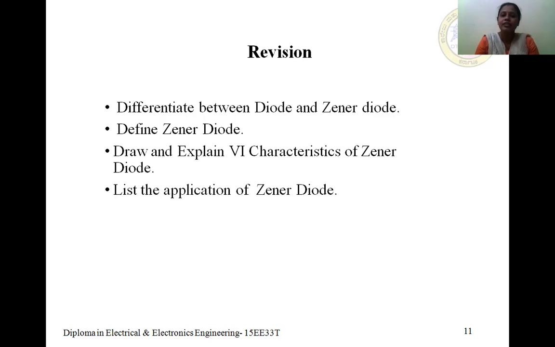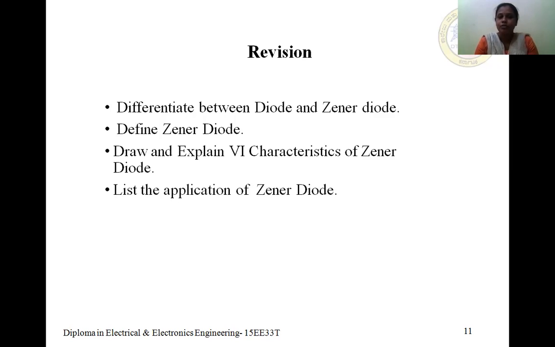Next, coming to the second question, that is, define Zener diode. As I explained, a Zener diode is a non-linear device which has one PN junction. It is a heavily doped PN junction diode. The depletion layer is very thin in a Zener diode, and it conducts in reverse biased condition for its operation. So this is the definition of the Zener diode.